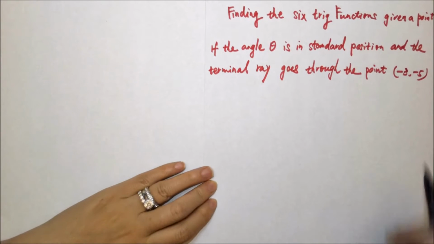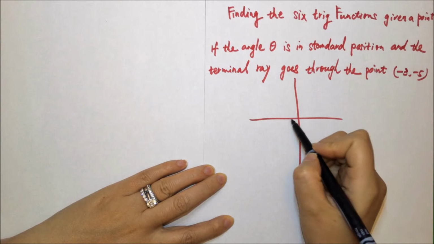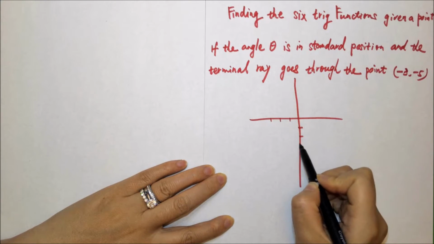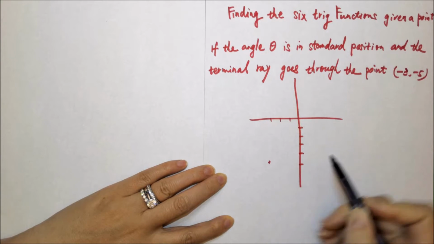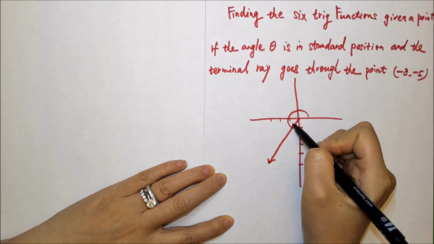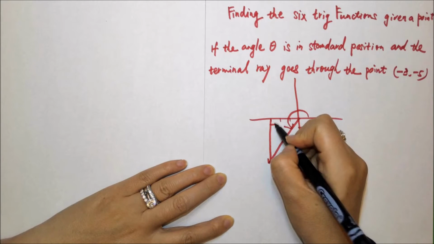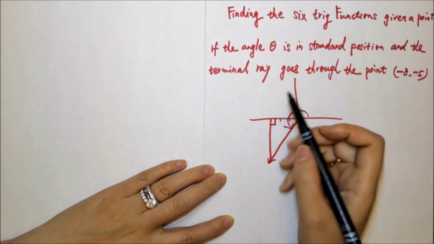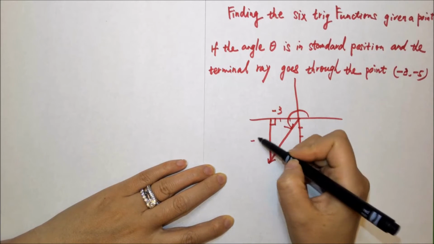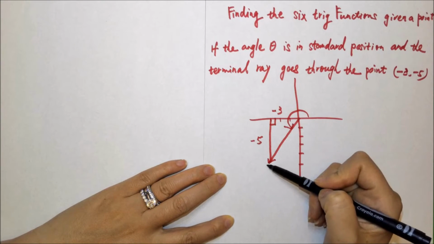So the first thing I would like to do is draw my picture. I have an x-coordinate is -3. Y-coordinate is -5. This will be my terminal ray. This particular angle will be the angle I'm talking about. For me to figure out the missing side, I know this leg is -3, this leg is -5. As you can see, I am missing the hypotenuse.